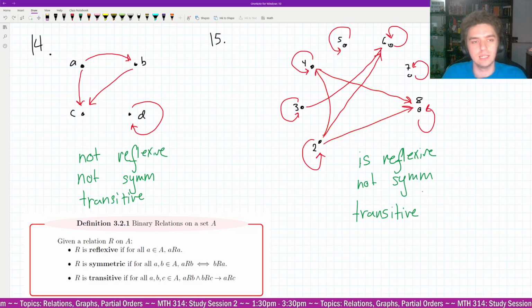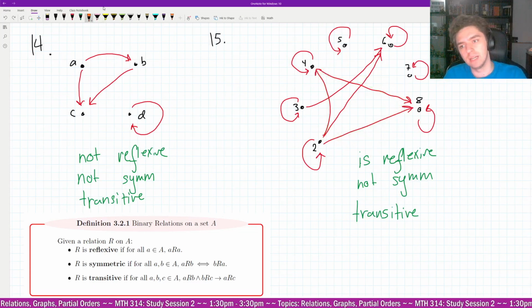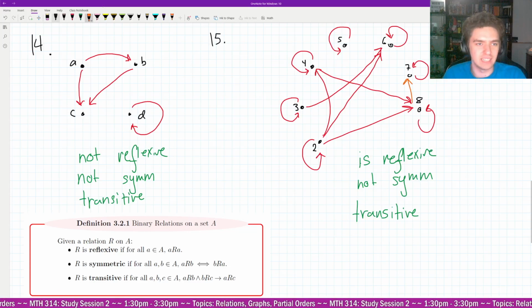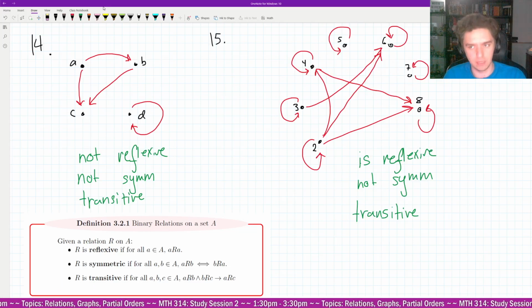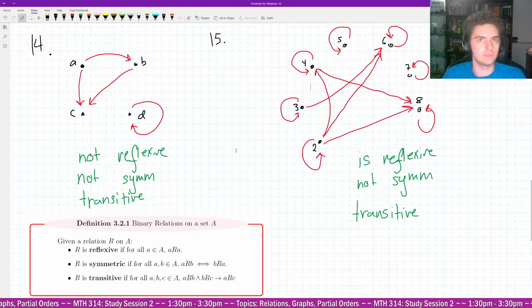If 2 to 8 wasn't there, it would not be transitive, right? Let's say if we had 8 to 7. Let's pretend that 8 divides 7, whatever. Then 4 to 8 and 8 to 7 would imply that 4 to 7 has to be there, but it's not, right? So this would be not transitive. But, again, given what was given in the question, this is transitive. So they're both transitive.